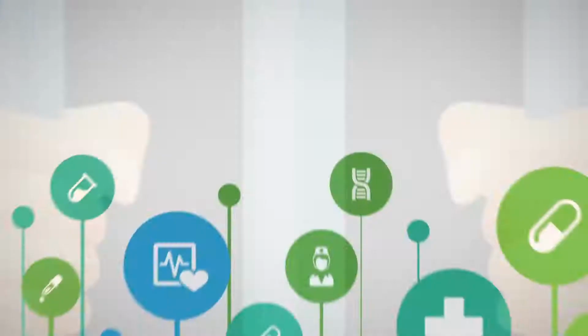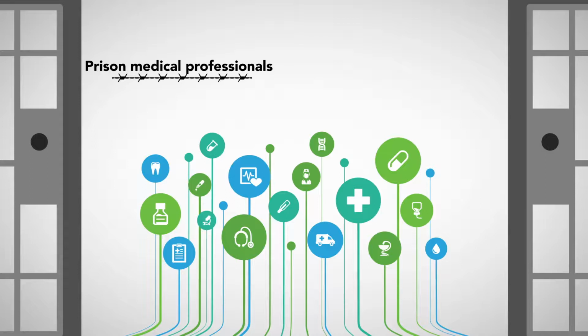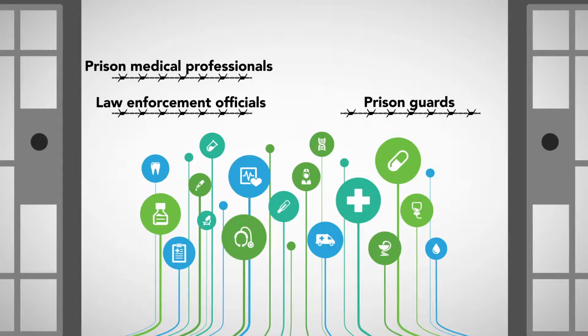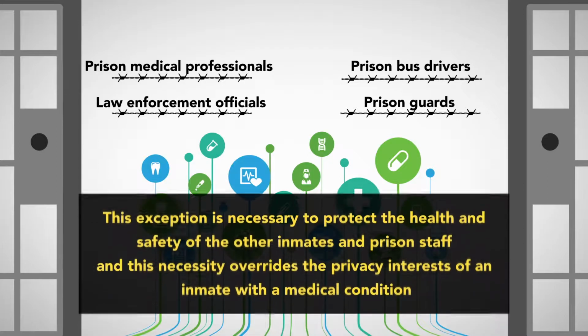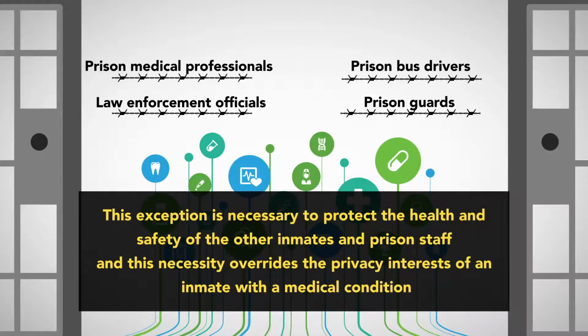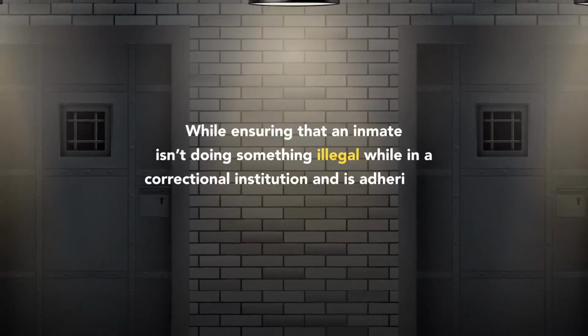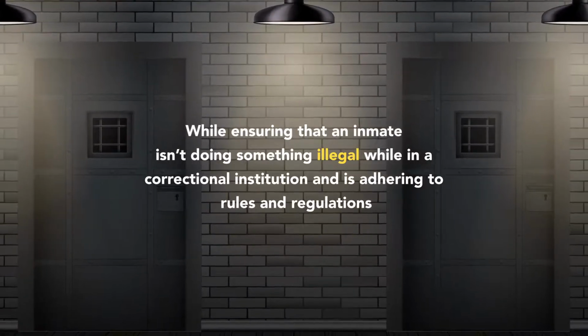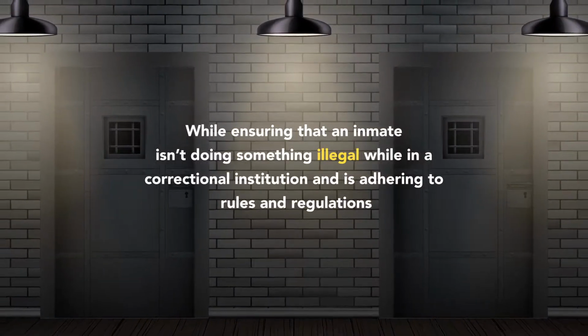The information can be disclosed to medical professionals working in the prison, prison guards, law enforcement officials, and even bus drivers who transport inmates. This exception is necessary to protect the health and safety of the other inmates and prison staff, and this necessity overrides the privacy interest of an inmate with a medical condition. This exception protects the prison staff's health and safety and ensures that an inmate isn't doing something illegal while in a correctional institution and is adhering to rules and regulations.